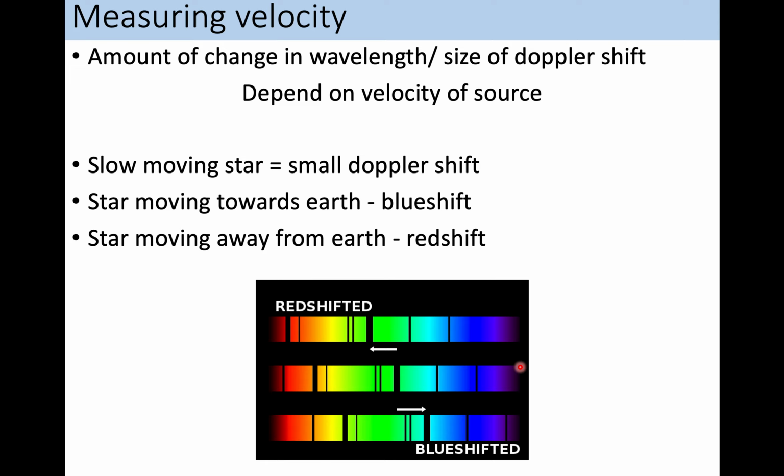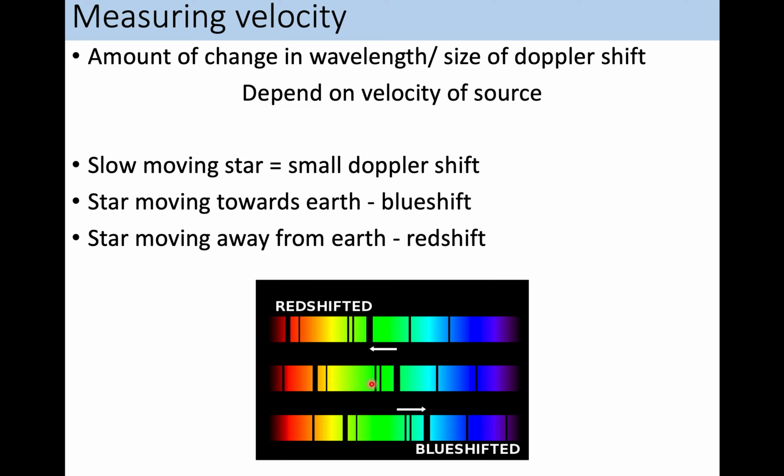It all depends on the velocity of the source object or the star that you're looking at. If a star is moving very slowly, there's going to be a small Doppler shift. If the star is moving quickly, you're going to see a larger Doppler shift. If the star is moving towards Earth, it's a blue shift. If the star is moving away from Earth, it's a red shift.